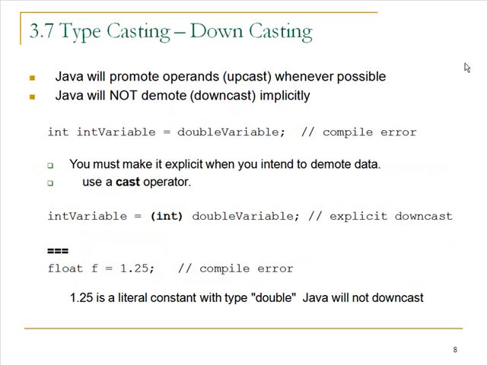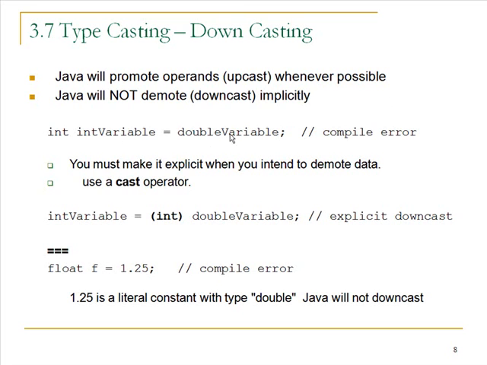Okay, now we're going to talk about typecasting. Java will promote the operands, or upcast, whenever it's possible. So if you have an int divided by a double, the int gets promoted to a double. Java will not demote or downcast implicitly. So if you have a double assigned to an int, we have a compiler error.